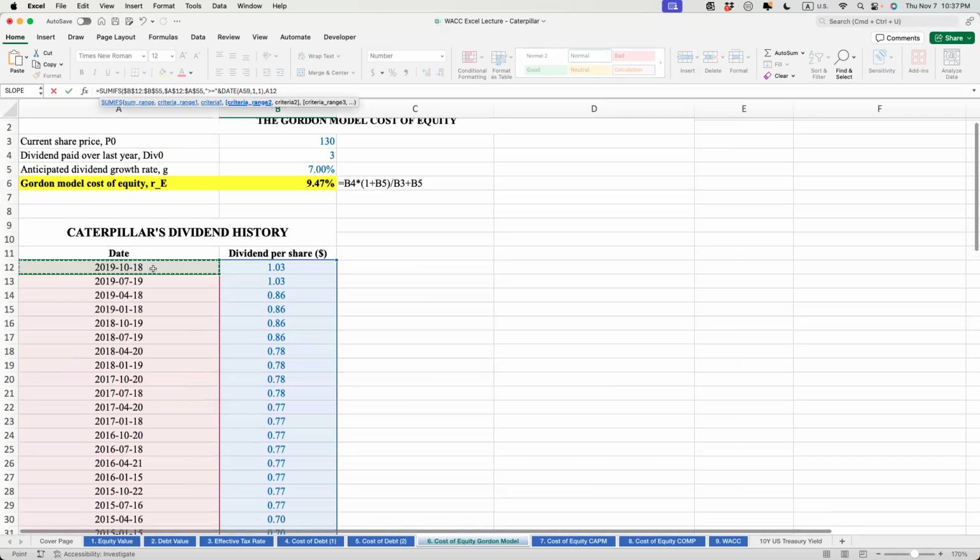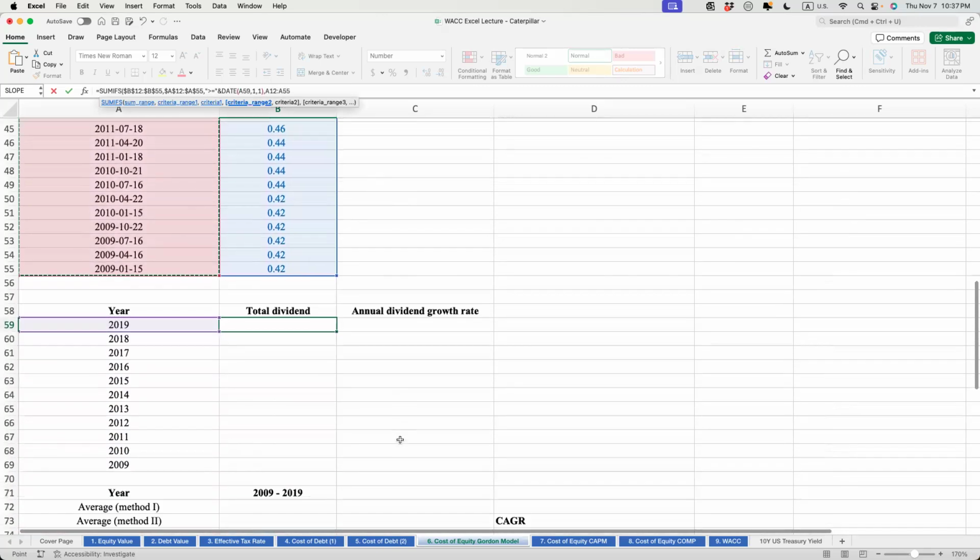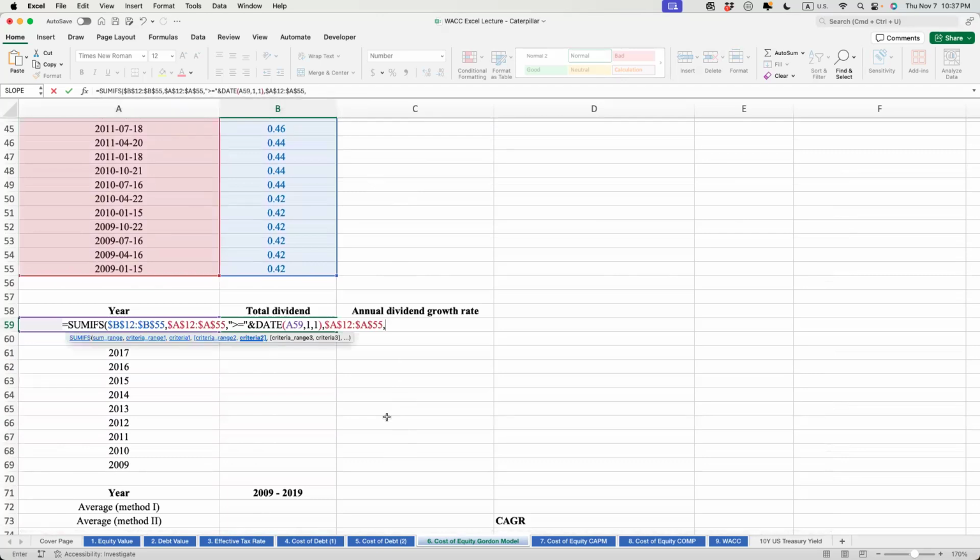We're gonna ask Excel to look through this first date column again, and we're gonna anchor that. And the condition we're gonna give here is, again, double quotation, less than or equal to, then the ampersand sign, the date function. The year, again, that's gonna be A59, but now the month is December, so 12, and the day is the 31st. Close the parenthesis, close the parenthesis.